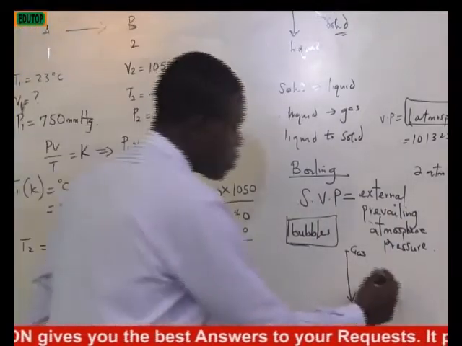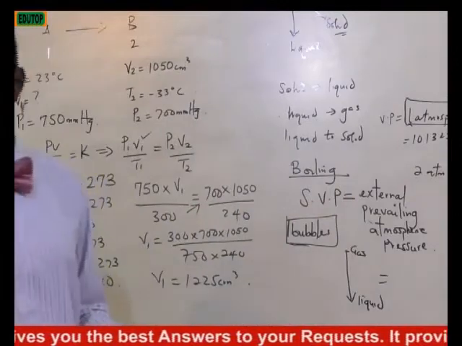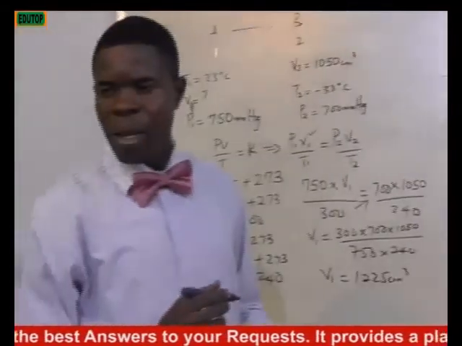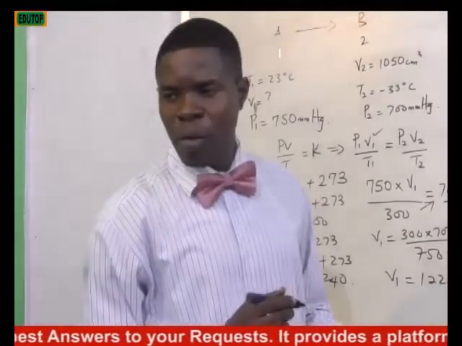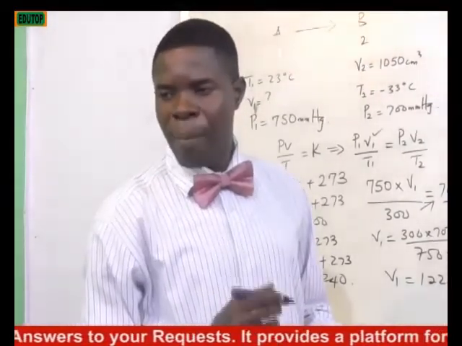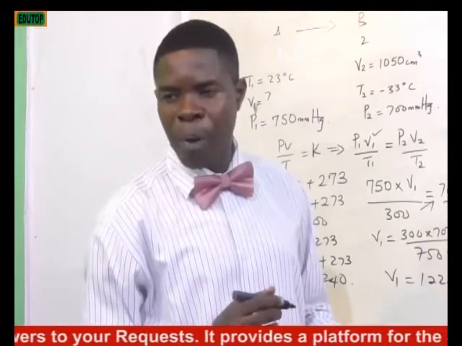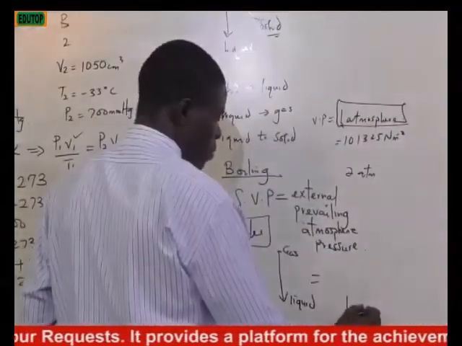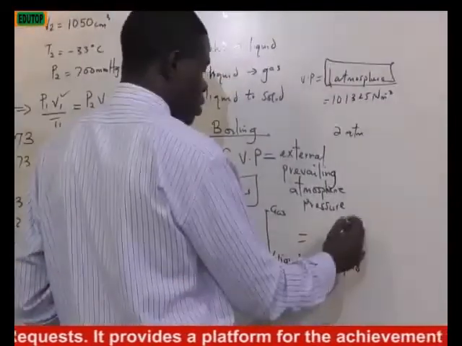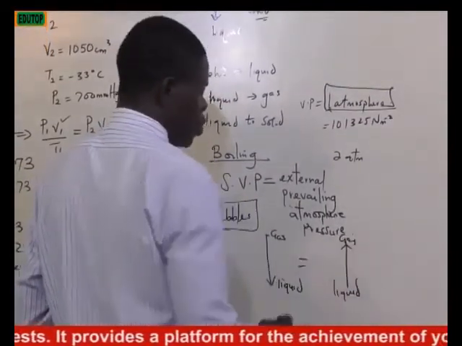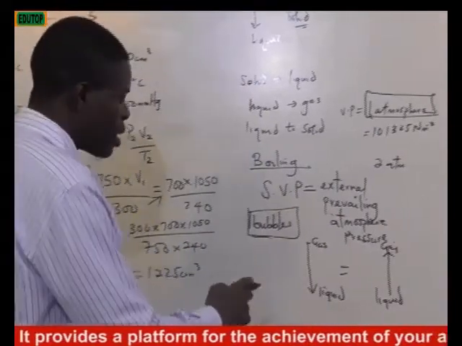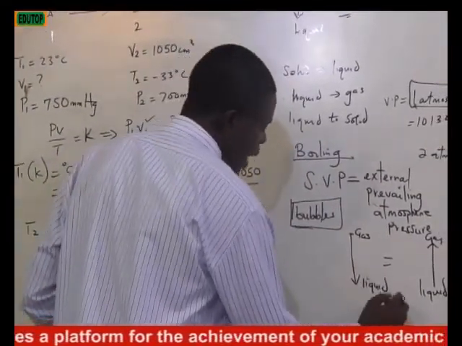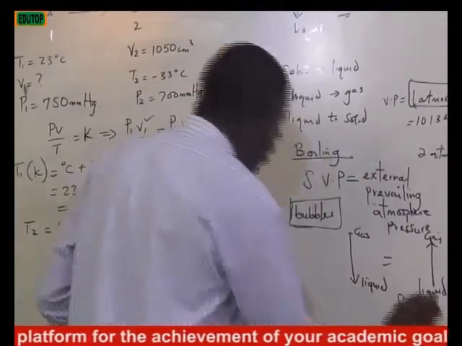Is equal to the rate at which the temperature... with the rate of condensation of vapor equals to the rate of vaporization of liquid. So when liquid moves towards gas or vapor, that is when saturated vapor pressure is attained.